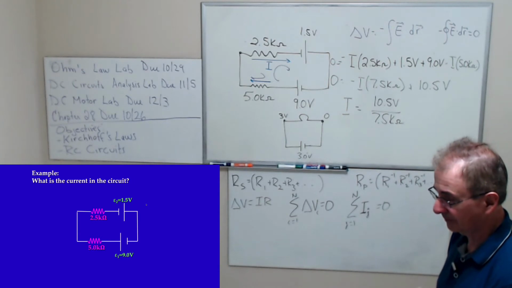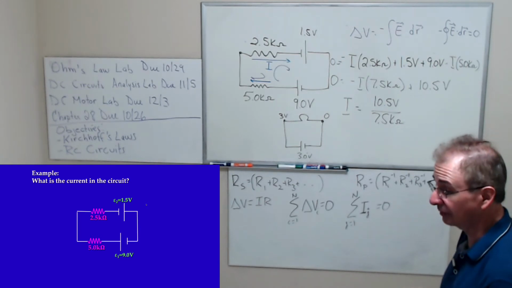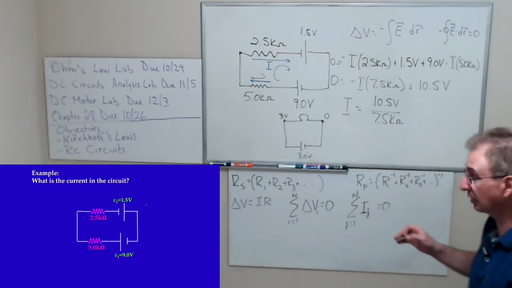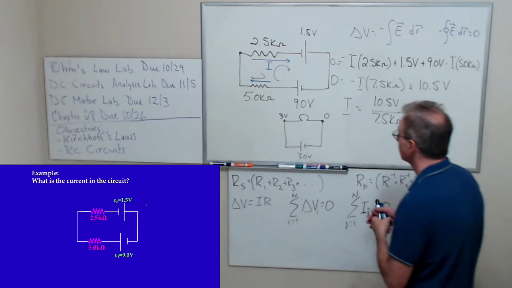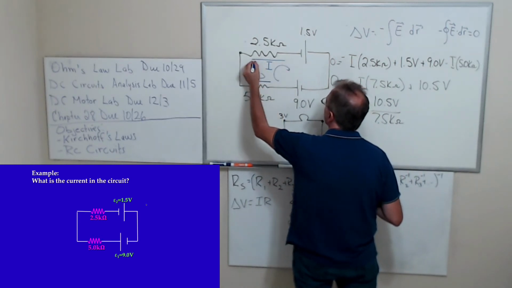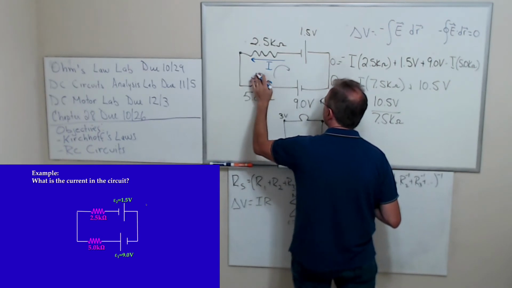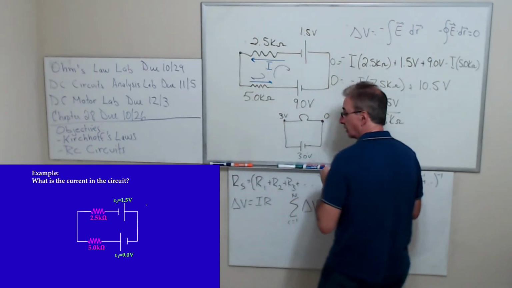Could I ask how you found out that the current is going that specific direction? Why couldn't it go the other direction? It could. I chose the direction. So suppose I chose my current to be in the other direction. Okay, and I still summed clockwise.